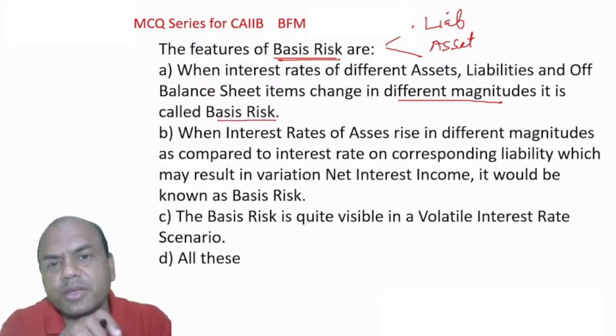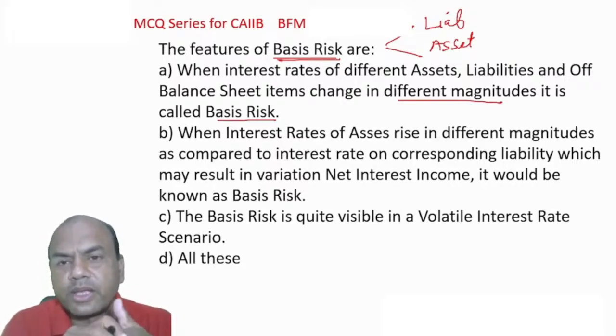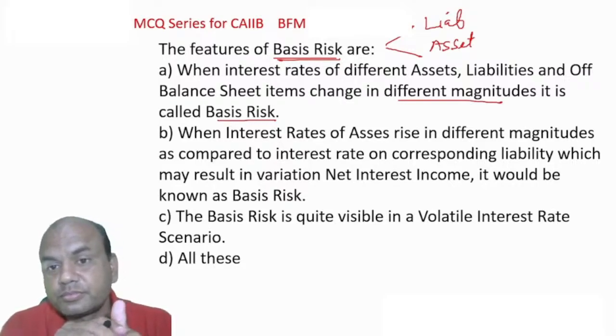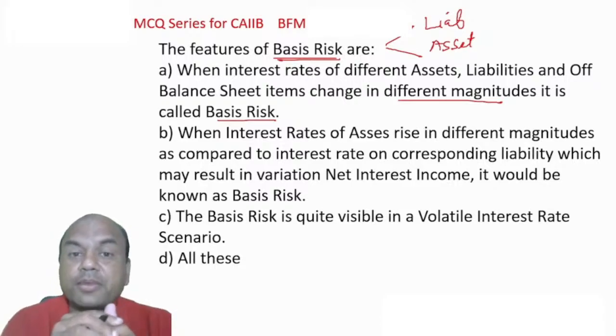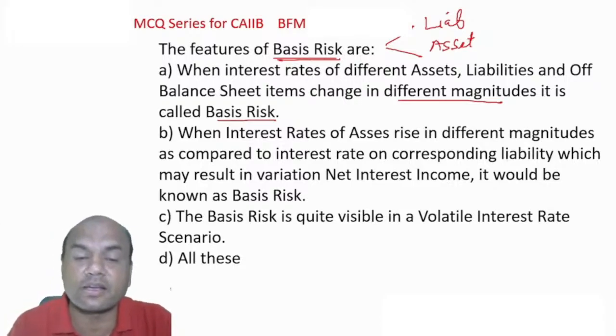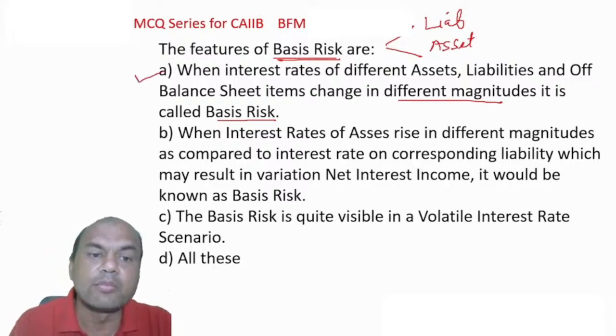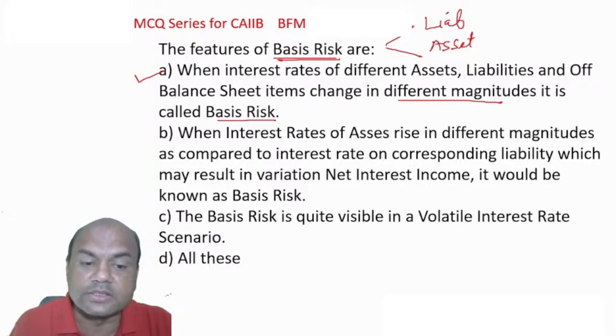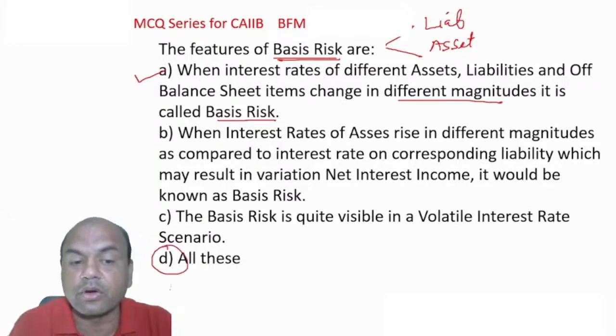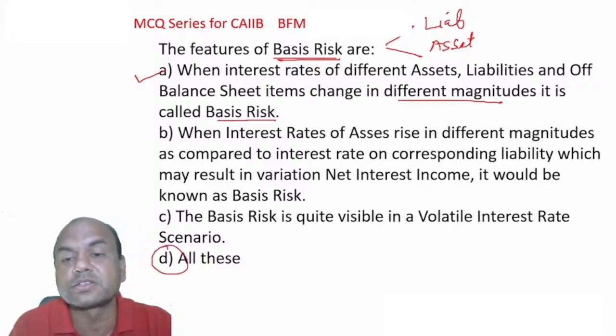Now you tell me. Is A true? Type yes if you feel A is the correct answer. Interest rates of different assets, liabilities and all these. So A is correct. But there is the option called all of these, so we'll have to check now. All of these means I'll have to check B and C also.